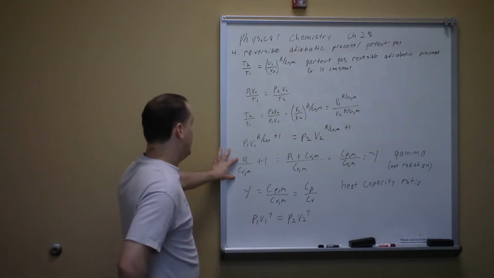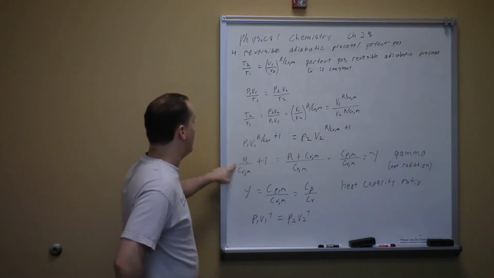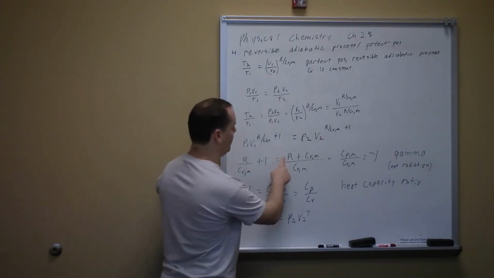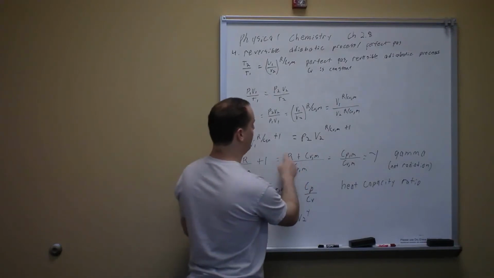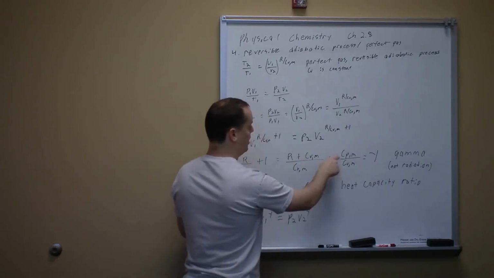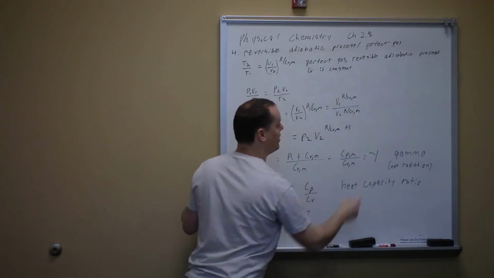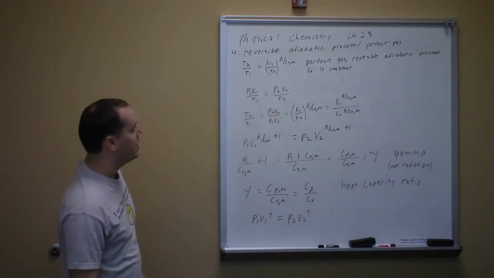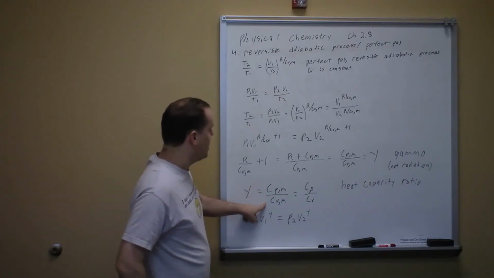Now remember, if we have R over CVM plus 1, if we want to add this, we need a common denominator. So that gives us R plus CVM over CVM. We know that R plus CVM for an ideal gas only is CPM. So we have CPM over CVM, and we're going to define that as gamma. And no, it's not a type of radiation. So gamma, we know, is CPM over CVM.